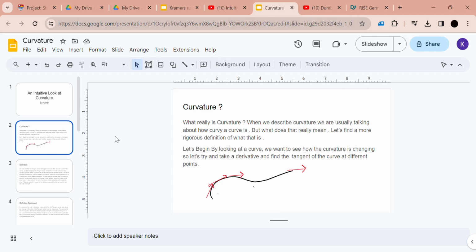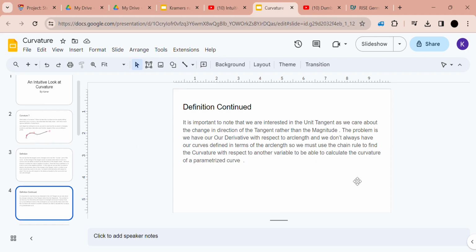But when we're finding derivatives, we usually find a change with respect to another variable. We see the change in the unit tangent vector with respect to maybe the distance across the curve. Maybe we call that the arc length. The distance we travel, how much the direction of the unit tangent changes with respect to arc length. We do have a problem. We don't usually have curves in terms of arc length, but we can use chain rule to figure that out.